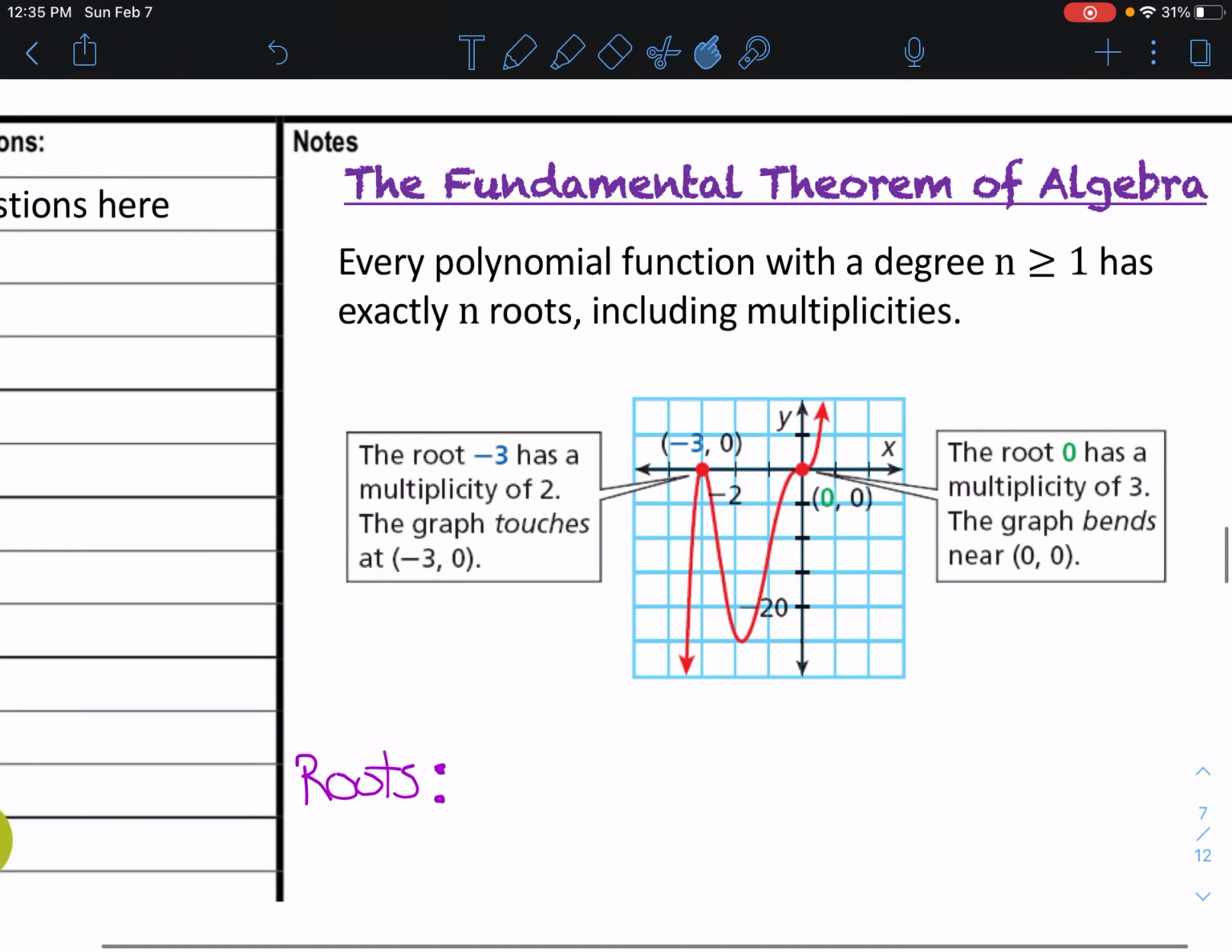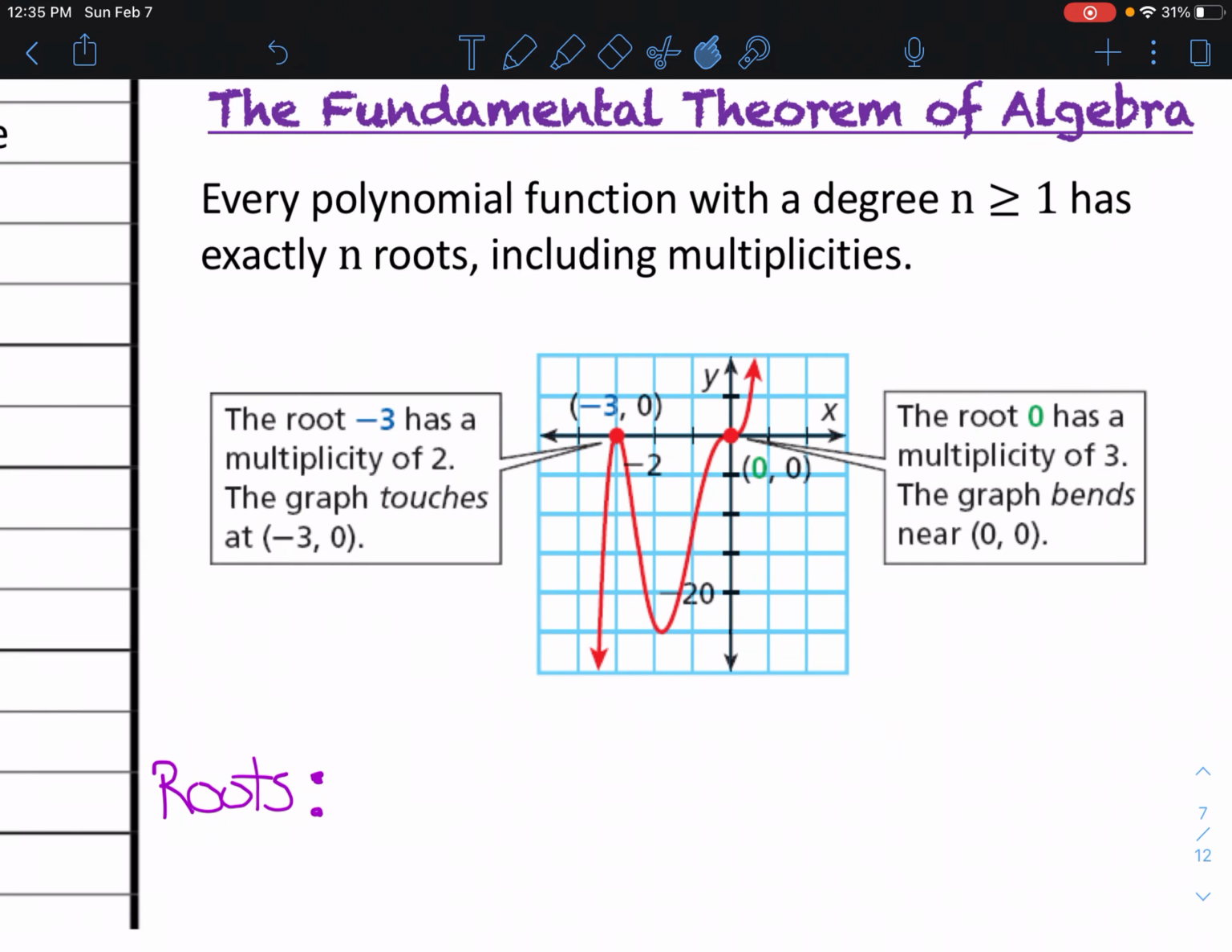Now, this is the same thing, and here's a graph. This actually has a degree of 5. This is a weird graph. Now, including multiplicities. So notice here the graph touches -3. It just touches it and then goes back down. Well, if it just touches, then it has a multiplicity that's even. In this case, it would be 2. So what does that mean? It means -3 is a root twice, okay?